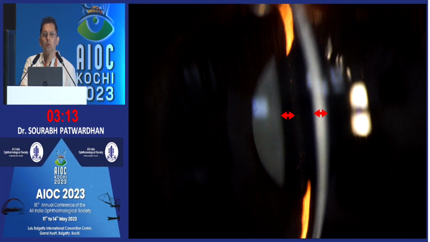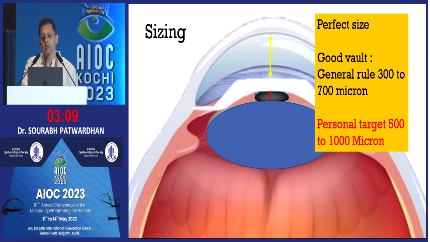We can, if you don't have... nowadays everyone has OCT, so that is the best way to do. But if you don't have, you can use the slit. Now regarding sizing, because this is the most important part, the perfect size has been told to be between 300 to 700 micron, but generally what I do, I target 500 to 1000 microns.